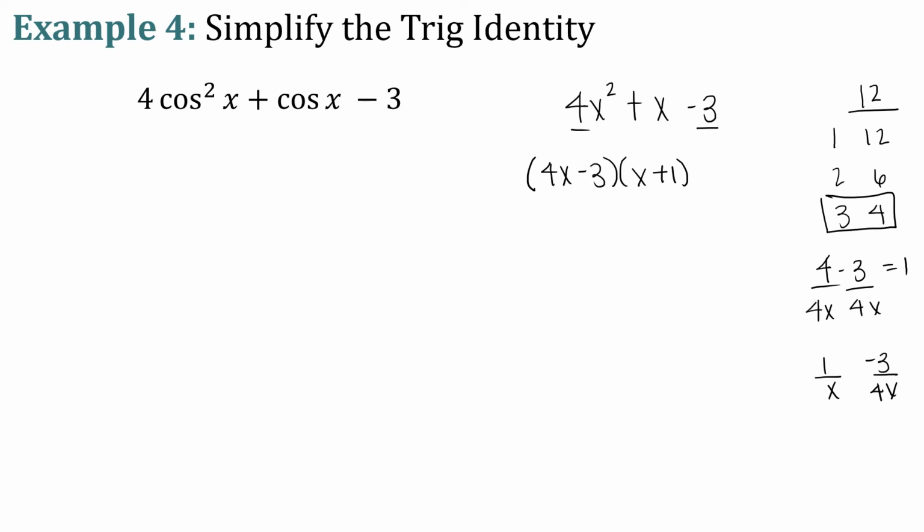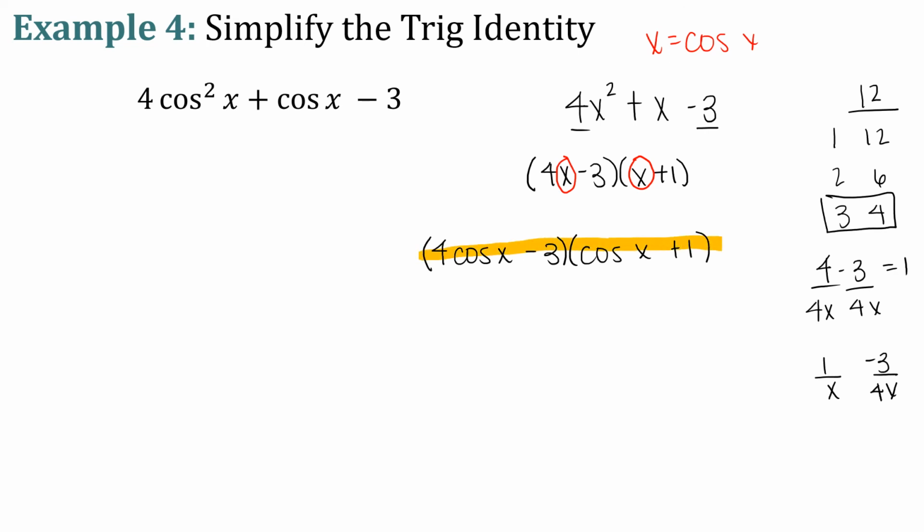Now here's the thing. I can do this because the only thing I did here is I said x equals cosine x. So now everywhere I see an x, I need to replace it with cosine x. So 4 cosine x minus 3 times cosine x plus 1. And there you just factored this trigonometric function without even actually having to use the trig functions until the very end, which is what I would really like to do. So every single time when you see your trig function, substitute it with x.